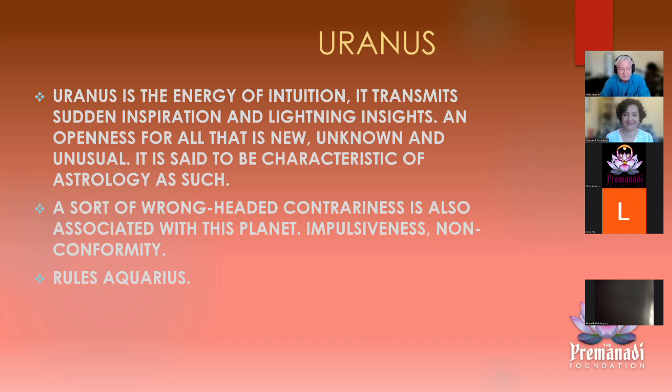There's a sort of wrong-headed contrariness, which is also associated with this planet. Impulsiveness, non-conformity, and Uranus rules Aquarius. So it's also a very socially minded planet that doesn't think so much about the individual, but thinks about the global environment, global social environment that we live in.